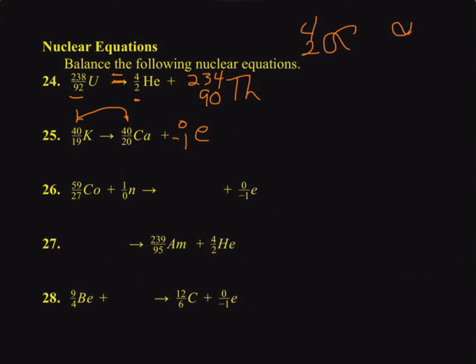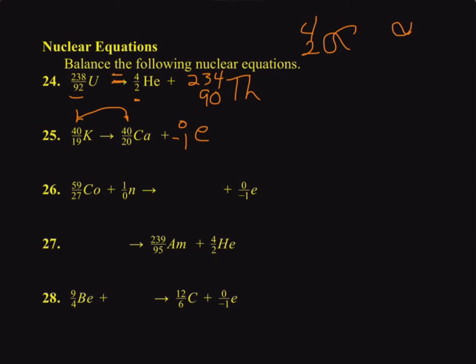And whenever you have a 0 on the top and a number on the bottom, you can put a little e there because it's either a beta particle, which is an electron, or if it's 0 over +1, that's called a positron, but we kind of write them the same way. 0 over either plus or minus 1 and e.